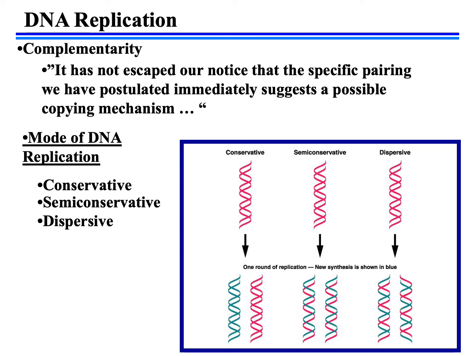In 1958, it was the work of two scientists, Meselson and Stahl, and they conducted a series of experiments that demonstrated that the semi-conservative model or mode of replication was in fact the way DNA replication was taking place. We're not going to go into those complex experiments, but I did want to give Meselson and Stahl credit because their research was able to demonstrate that yes, in fact, what Watson and Crick had proposed as the semi-conservative model was in fact the way DNA replication was occurring.